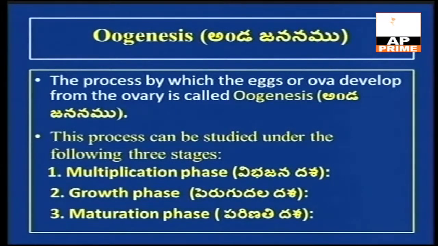And the second important event in gametogenesis is oogenesis. The process by which the egg or ovum is developed from the ovary is called oogenesis. Here the process is also divided into 3 phases, similar to spermatogenesis. It also consists of a multiplication phase, a growth phase and a maturation phase.